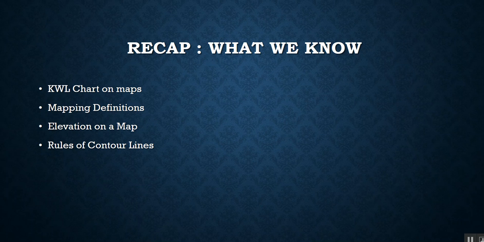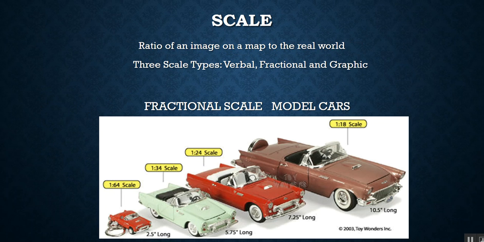So I wanted to bring up another picture, one that you guys hadn't seen yet, but let's start back at the definition of scale, which is a ratio of an image on a map to the real world. There's 3 types of scales: verbal, fractional, and graphic. But I wanted to talk about fractional scales using model cars, just because this is honestly one of the easiest ways to think about it sometimes.